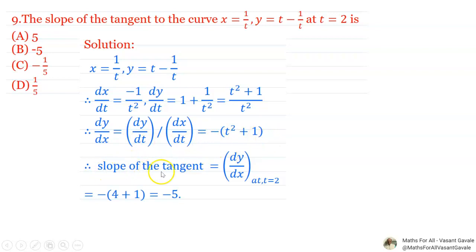Okay. Therefore, the slope of the tangent at t is equals to 2 is, put the value of t as 2. That is 2 square is 4 plus 1, that is equals to 5. And hence, because of the minus sign in front, overall the slope of the tangent is minus 5, and hence option B is correct.